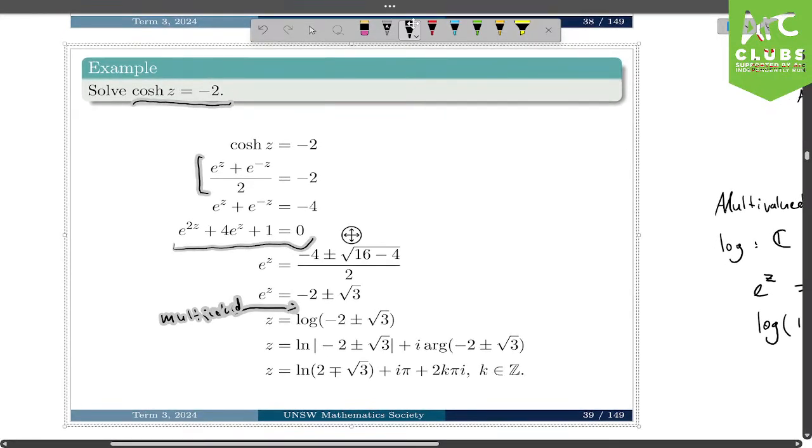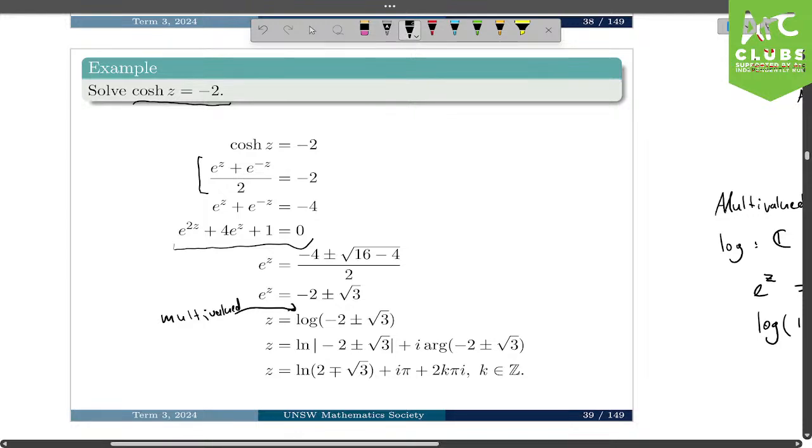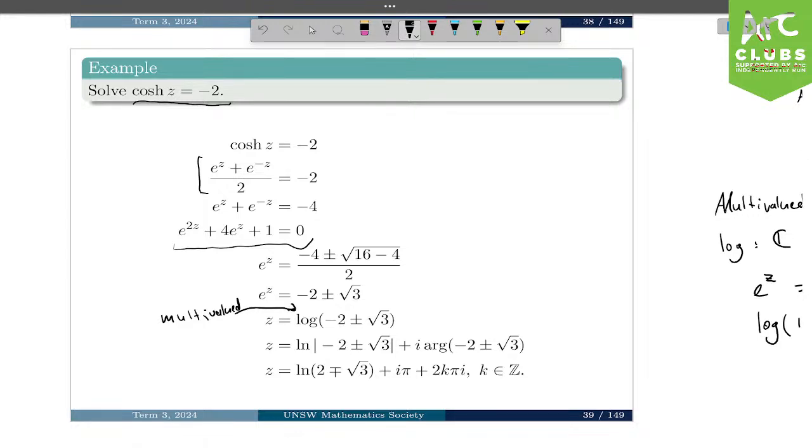Now notice that -2 plus or minus root 3 is actually going to be negative, right? So when you take the absolute value, you have to flip the sign, right? So the -2 becomes a 2, and the plus or minus becomes a minus plus root 3. The argument of this number, it's a negative real number, so the argument is going to be iπ, and because this is the multi-valued arg, we have to add on the multiples of 2πi, right? So what we're saying is that z is of this form, right, where k is an integer. And that solves the equation.